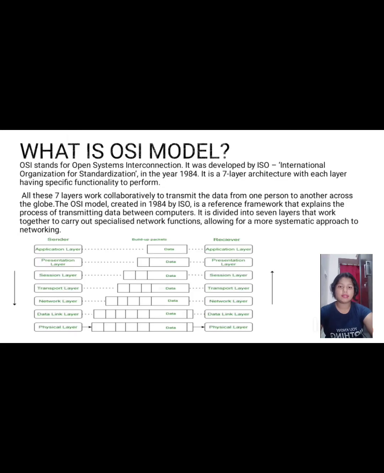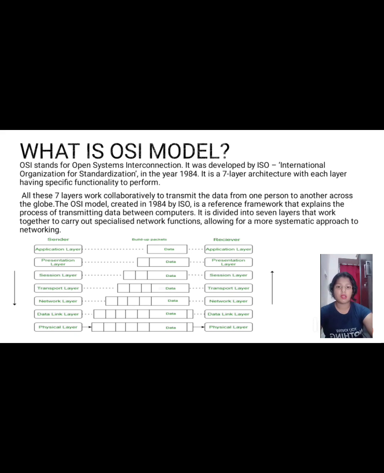What is the OSI model? OSI stands for Open System Interconnection. It was developed by ISO, the International Organization for Standardization, in the year 1984. It is a seven-layer architecture with each layer having specific functionalities to perform. All these seven layers work collaboratively to transmit data from one person to another across the globe.